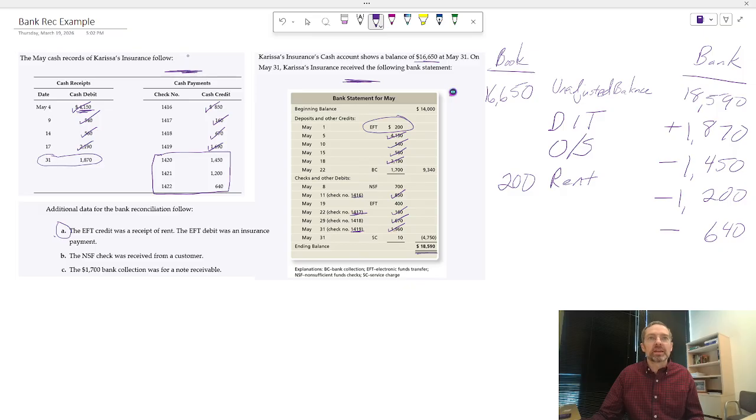All right, what's another thing? Hey, this bank collection. We talked about that in the last video, that our customer was just paying our bank and then the bank was putting the money in our account. We didn't actually handle the check or whatever it was. So the bank is doing the heavy lifting for us in that case. So we didn't know about it until now. And so this is a note receivable for $1,700. We now know about it. We know we got $1,700. So let's add that to our book balance.